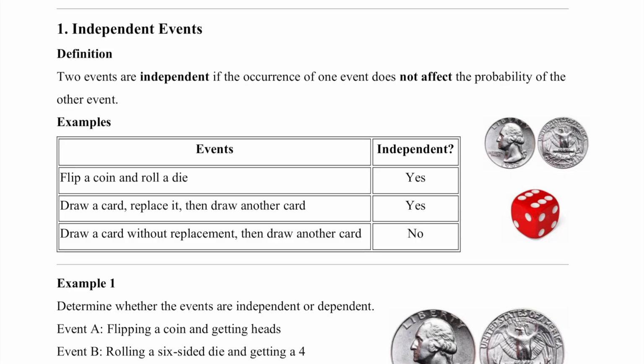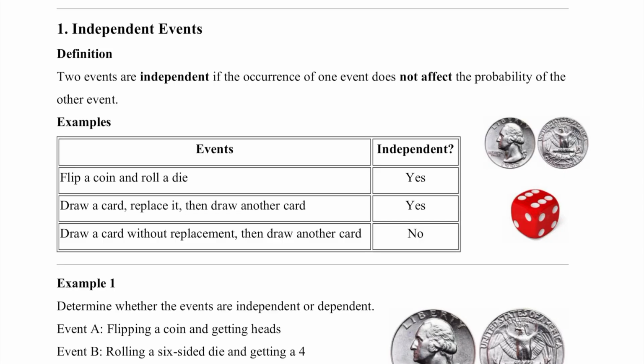Two events are called independent if the occurrence of one event does not affect the probability of the other event. Notice the key phrase, "does not affect." If knowing the result of one event gives you no additional information about the other event, the events are independent.